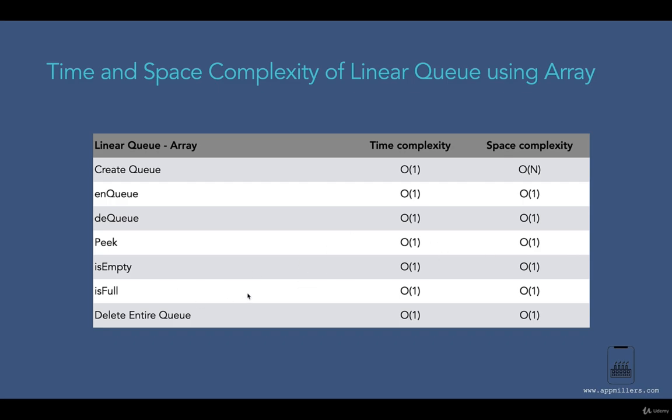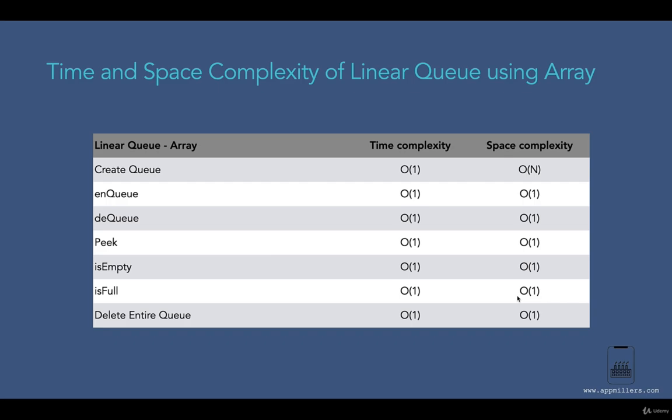Now same rules are applicable for isFull method because we are identifying it based on the top of the queue. So that's why this will take O(1) time complexity. So space complexity is also O(1). Now when we are deleting entire queue, in case of linear queue using array, we are just setting the array to null. So that's why it will take O(1) time complexity. When we are setting array to null, we are not doing any space consuming operation. So this one also will take O(1) space complexity.